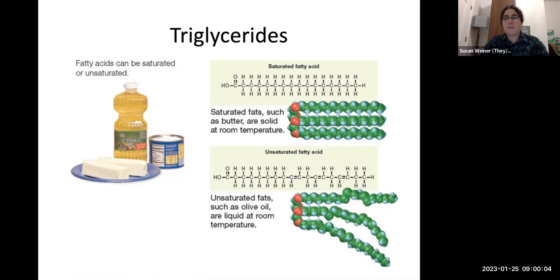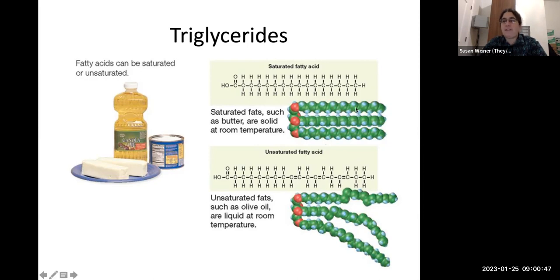Now that's important because when they all lie straight, they can pack very tightly on top of each other. When they're at funny angles, they don't pack the same way. So we get them much less tightly packed. And that's the difference as to why butter is solid at room temperature and unsaturated fats like olive oil or canola oil are liquid at room temperature. So saturated fats are solid because they're all nice, easy to pack lines. Unsaturated fats are liquid because they're funny angles.